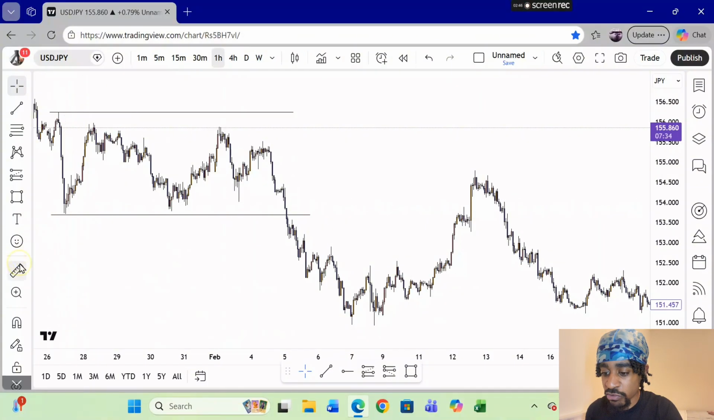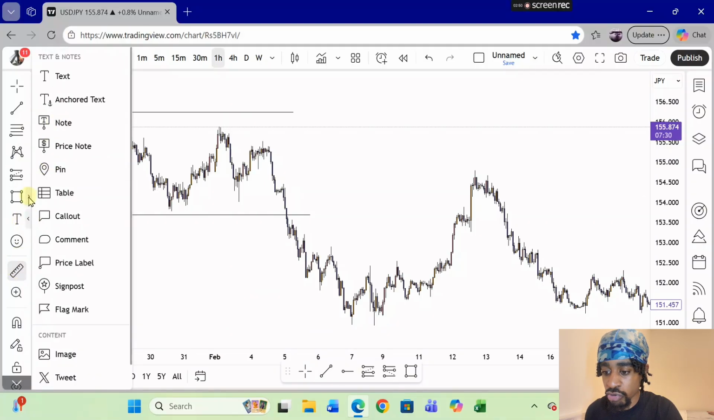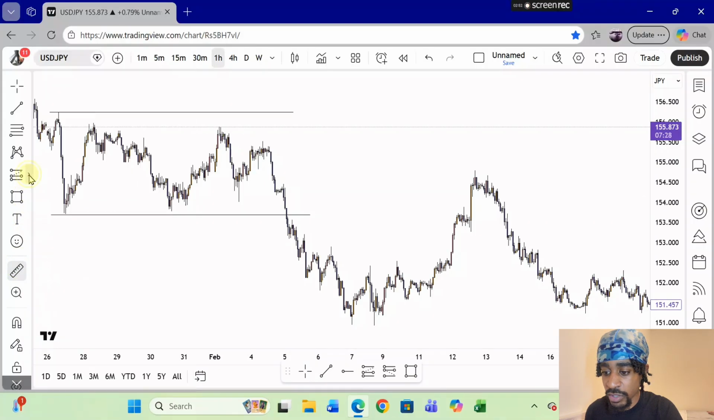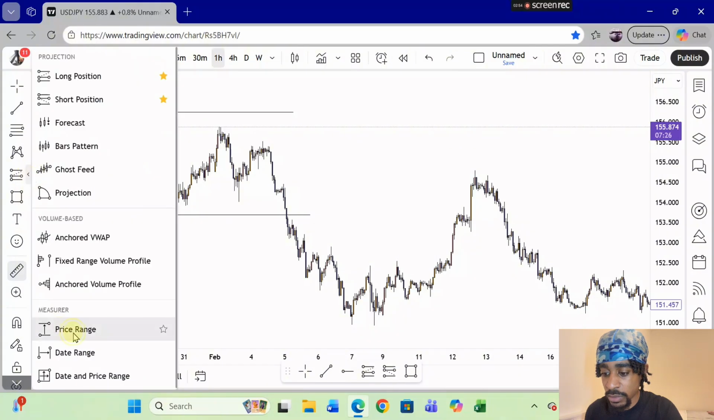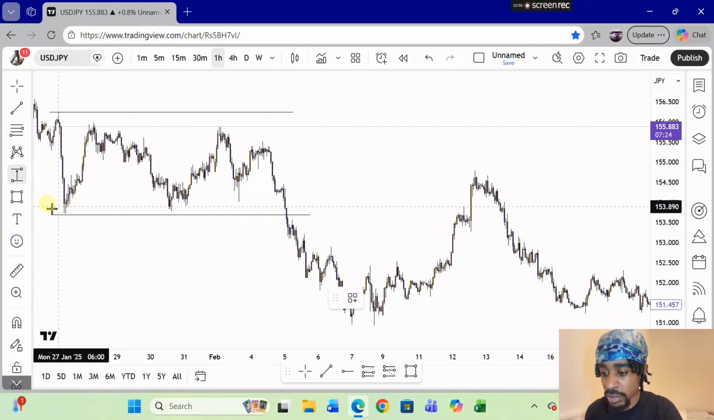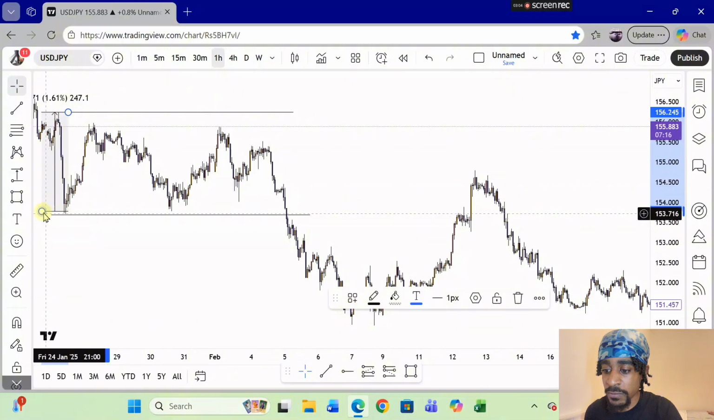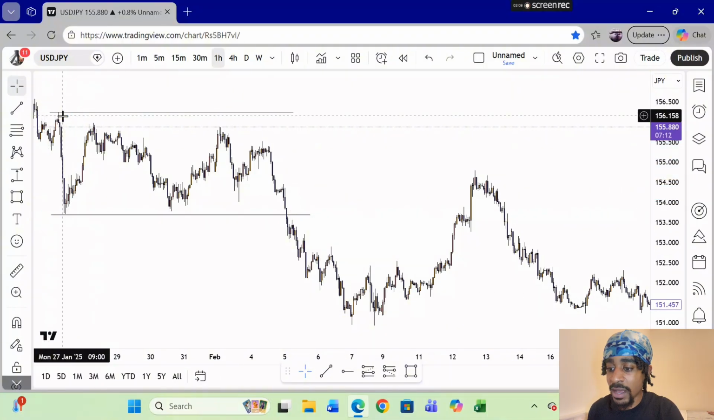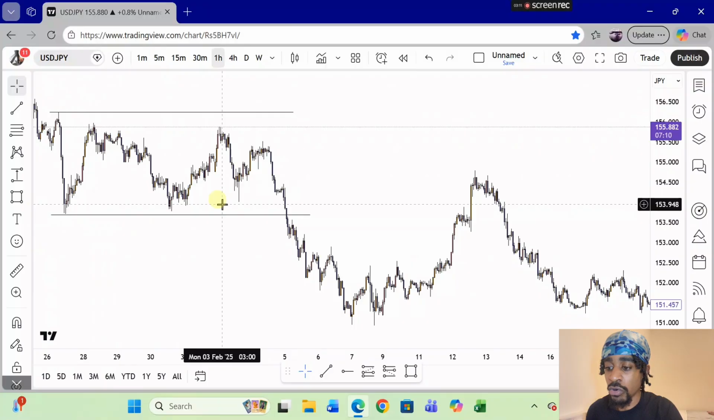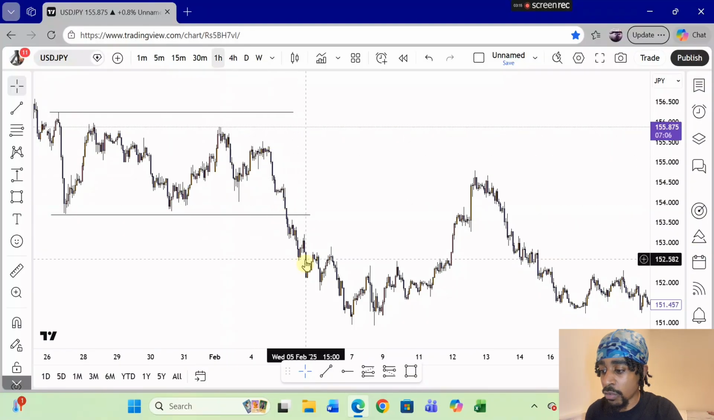If I grab my measuring tool, I can show you guys how big this range actually is. So we can grab this measure price range and do that. From the number up here, I can see it's about 242 pips. I can round it up to about 250. If I extend it, yes, it is 250. So we have a range of consolidation of 250 pips. We then break out of the range.